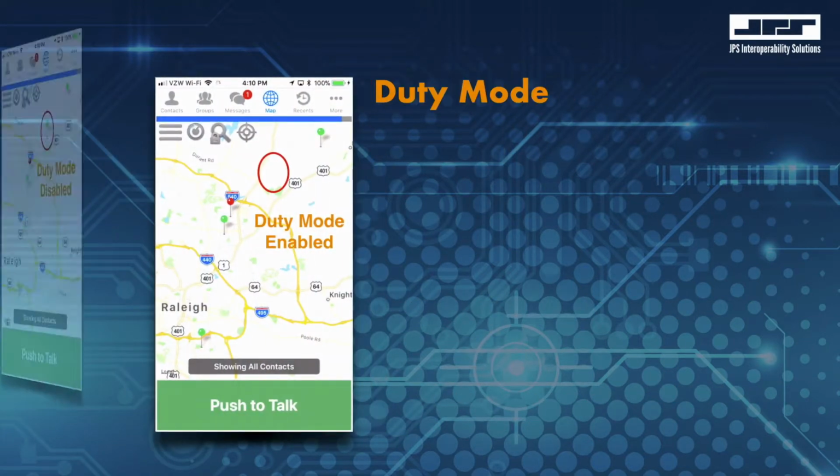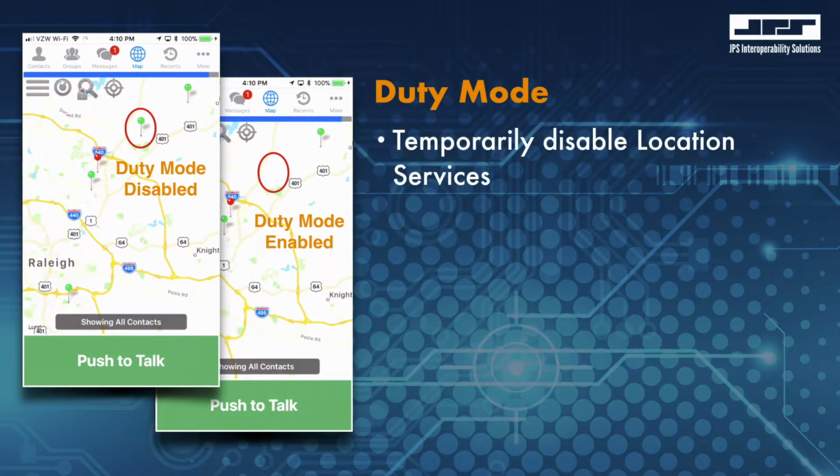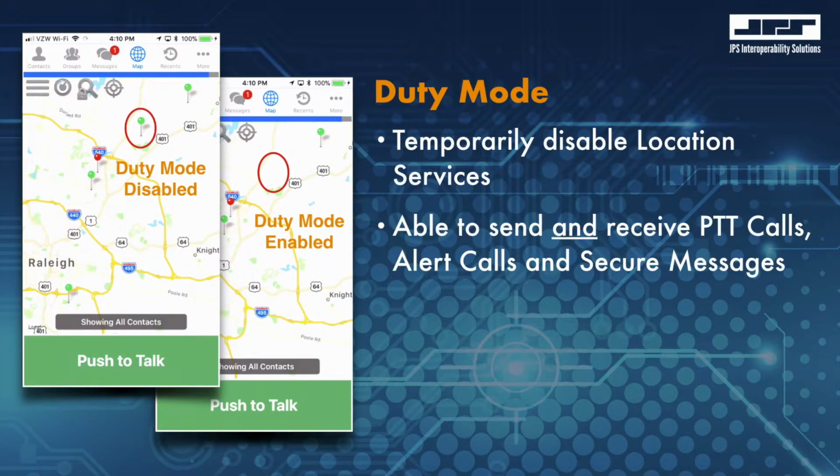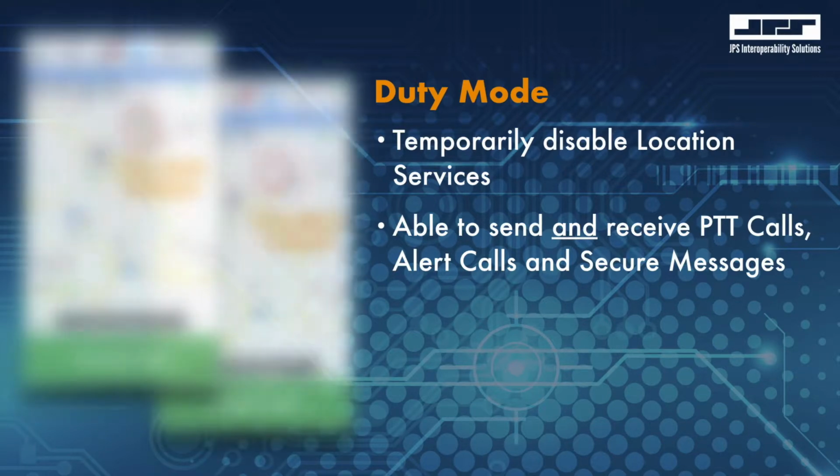Duty mode can be used to temporarily disable one's location-based services during periods of off-duty. For example, duty mode can be enabled while on a lunch break or even at the end of one's shift. When duty mode is enabled, the location pin of the VIA user will not be visible on all other VIA users' map view. However, the user who's in duty mode will still be able to receive incoming audible PTT and alert calls. Again, duty mode does not affect the ability to send or receive PTT calls or alert calls. Duty mode only removes the map view location pin on all other VIA users' devices.